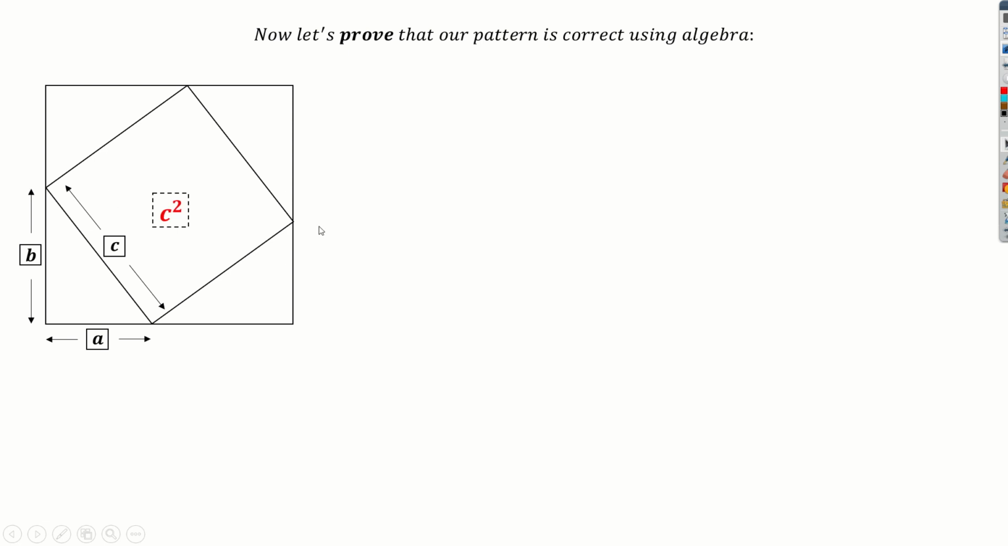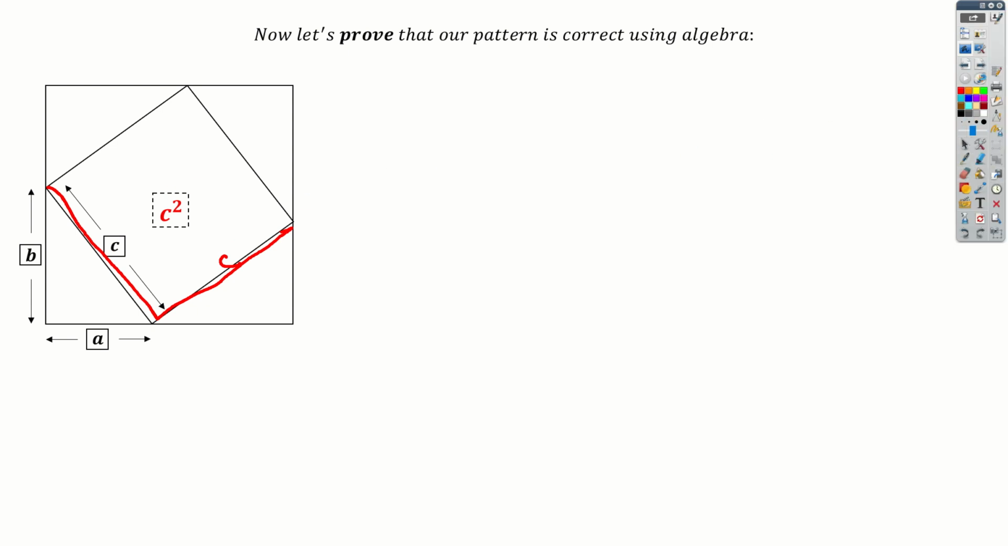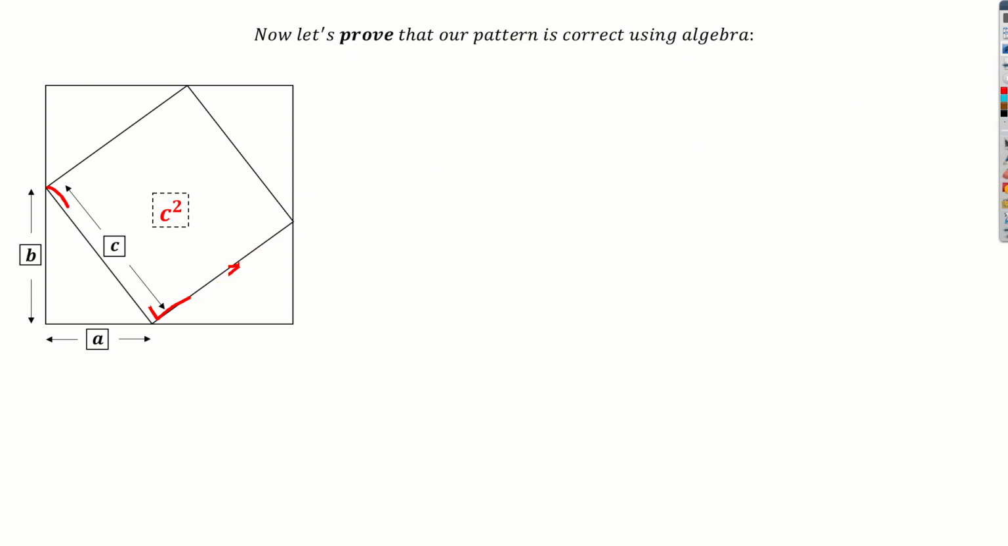So first of all, the tilted square, because it's C, and it's C on the other edge as well, right? It's a square. It must be C by C, which makes C squared, okay? So the area of the tilted square we know is going to be C squared. So I can write that in first of all.